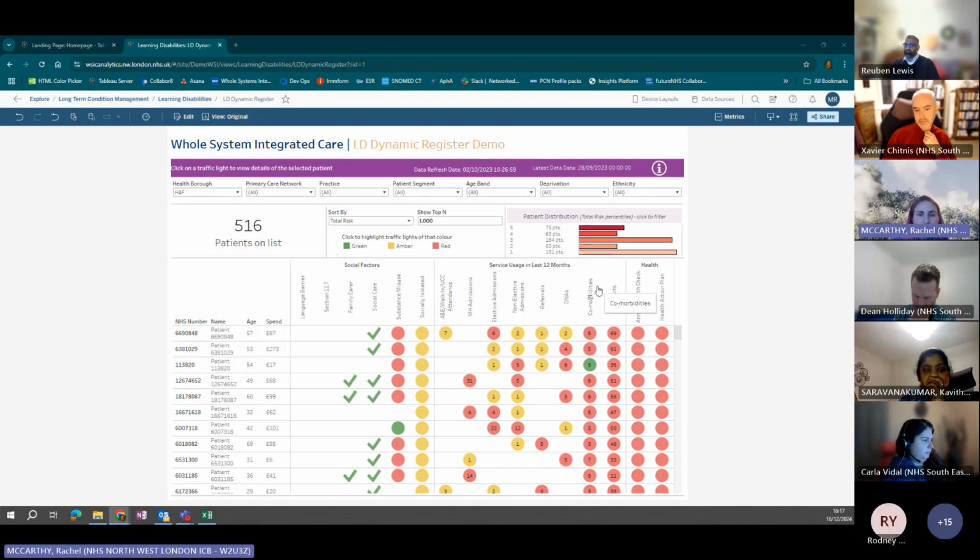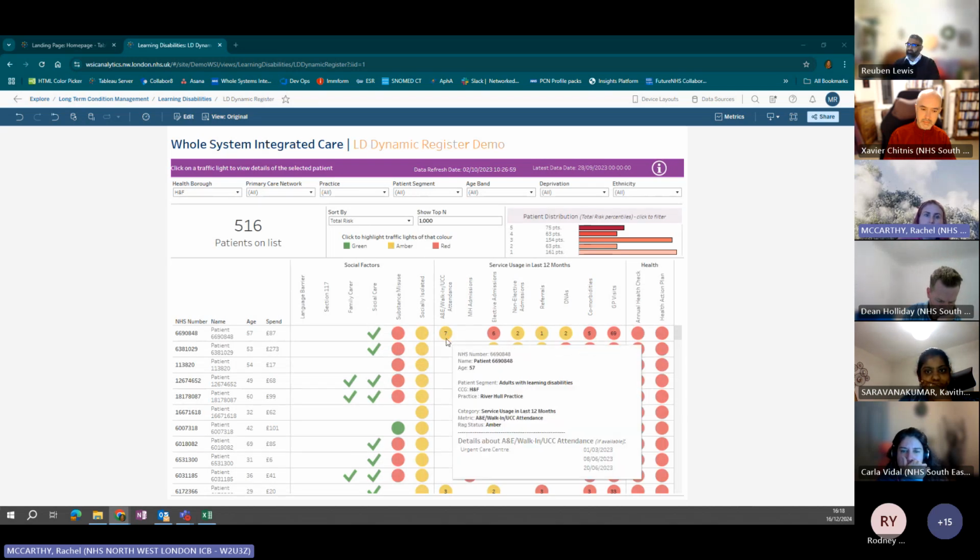The next section is the service usage in the last 12 months. And this is utilising data from a number of different data sources, such as SUS, general practice data, mental health data. And for each one of these indicators, they should be fairly self-explanatory, but I will very quickly work through these. So we've got the A&E walk-in UTC attendances, and however many there have been in the last 12 months indicates on top of this amber dot here.